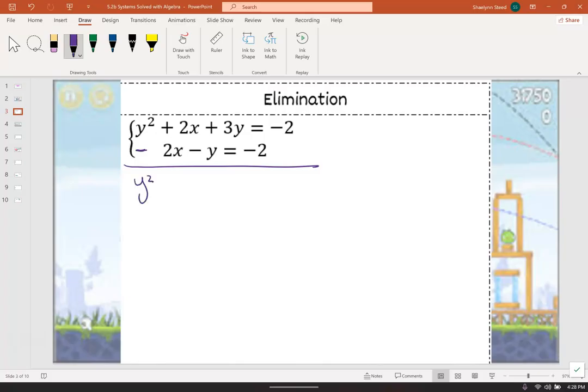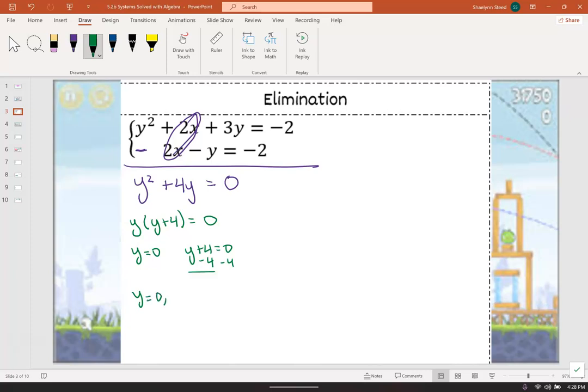So this would be y squared, and then 2x minus 2x is 0. So this goes to 0. And then 3y minus negative y is really plus y. So this is plus 4y equals, and then negative 2 minus negative 2 is 0. Now, this turns out super easy for factoring, because all you have to do is factor out the greatest common factor of y. So it'll be y times (y plus 4) equals 0, which means either y is 0 or y plus 4 is 0, which means that y equals either 0 or negative 4.